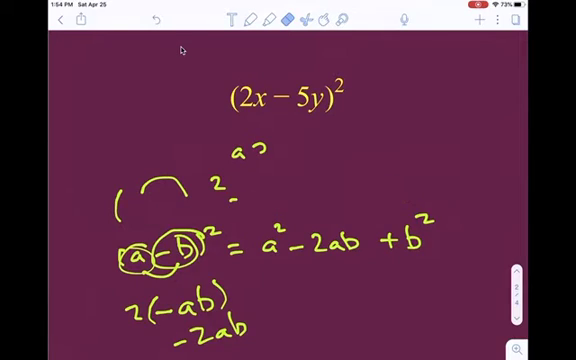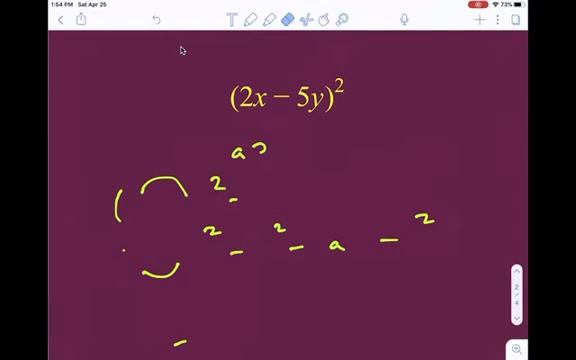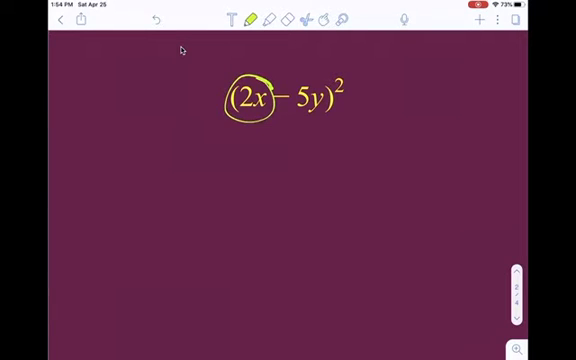The rest of it is going to be pretty much exactly like what we just did in the last video. I apologize, that's what happens when I multitask and try to do something and talk at the same time. So let's try this problem here. Take our first term and square it: 2x squared is 4x squared. Take our last term, negative 5y, and square it: 25y squared. You'll find after a time that when you do these, you can almost ignore the negative sign except for the middle term.